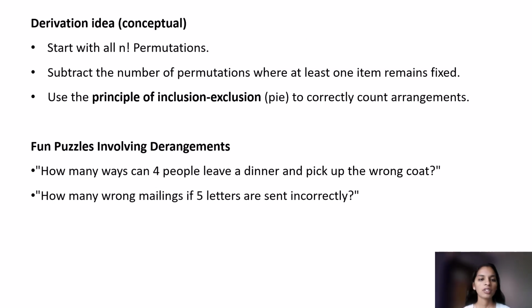Some of the derivation ideas are: start with all the n factorial permutations, subtract the number of permutations where at least one item remains fixed, and use the principle of inclusion exclusion to correctly count arrangements. Some fun puzzles involving derangements: how many ways can four people leave a dinner and pick up the wrong coat? How many wrong mailings if five letters are sent incorrectly?